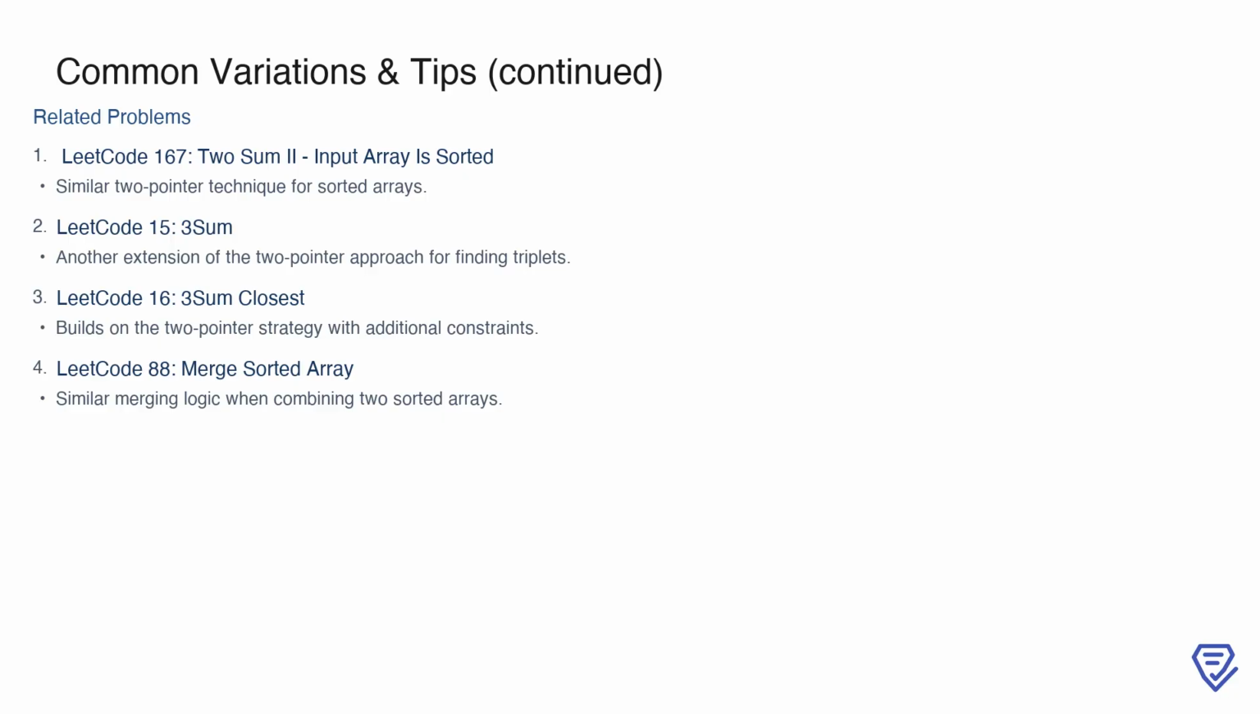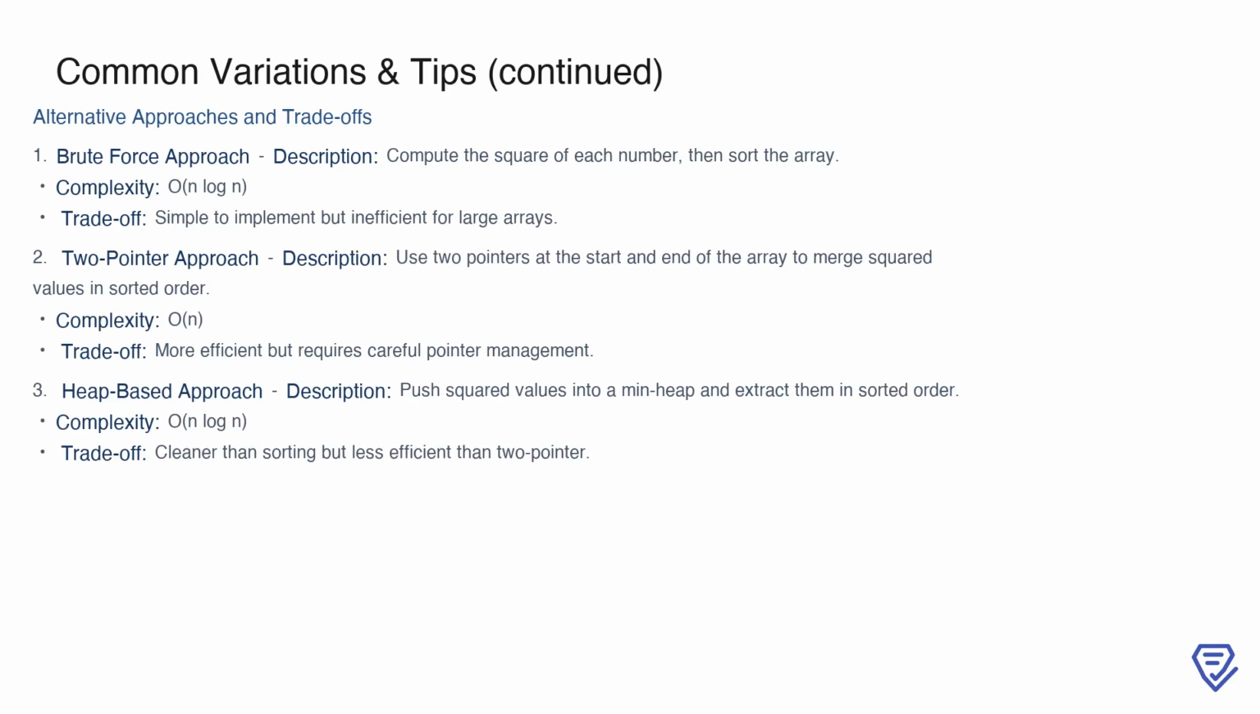of challenges. There are also alternative approaches to solving this problem, each with its own trade-offs. The brute force approach involves squaring each number and then sorting the resulting array. While this method is simple to implement, it has a time complexity of O(n log n), making it inefficient for large inputs. A more efficient alternative is the two-pointer approach.